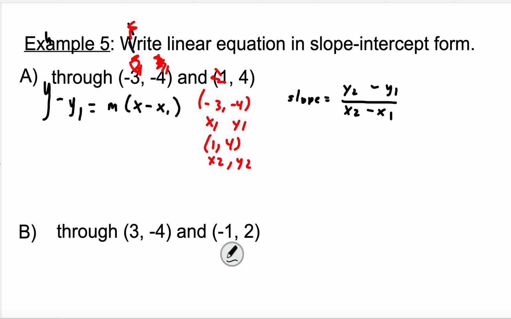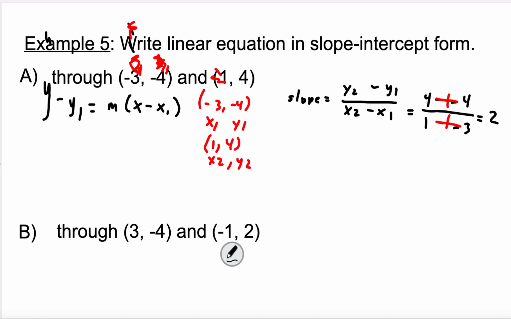y2 there is going to be a 4. y1 there is a negative 4, all over x2 there is 1 minus x1 there is a negative 3. So again, we got that minus a minus going on over here, so this just becomes plus. And we get 8 divided by 4, and 8 divided by 4 there is simply 2.